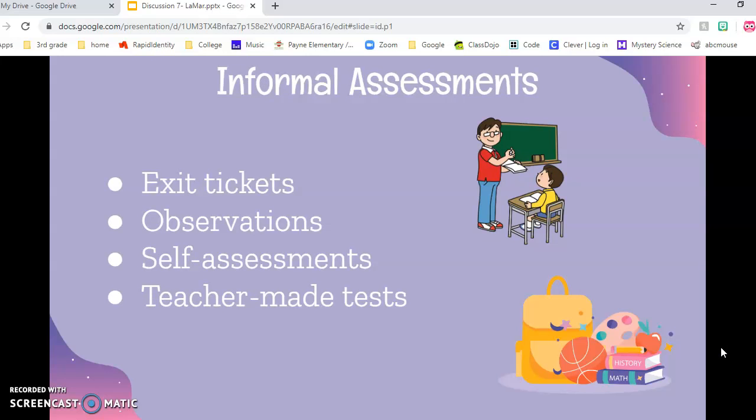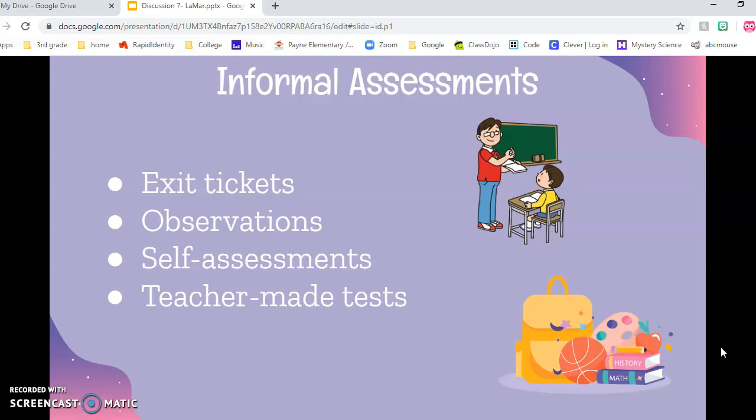Some of the informal assessments that I use in my classroom on a daily basis are exit tickets. Pretty much after every lesson, we are doing exit tickets, so I understand if they've understood what I've taught them. It's just a quick snippet. It tells me yes, no, you got it, no, you don't, we need extra help.